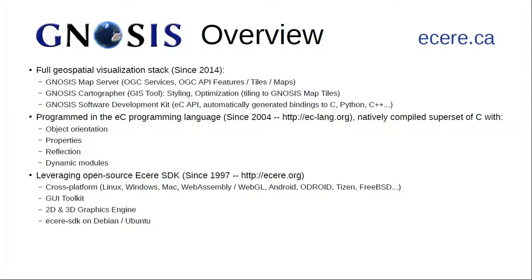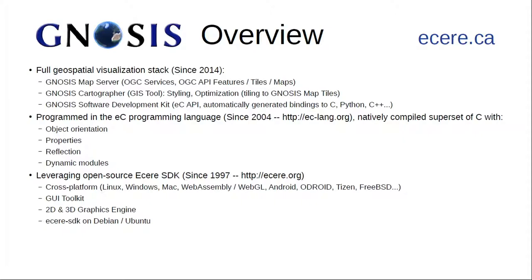And in terms of the services, we're implementing the classic OGC services, but we're also working on implementing support for the new upcoming OGC API. The GIS tool can do things like produce styles, applying the styles. So we're building a styling editor for this styling language. And the software development kit, we program it in EC, which is our own object-oriented programming language.